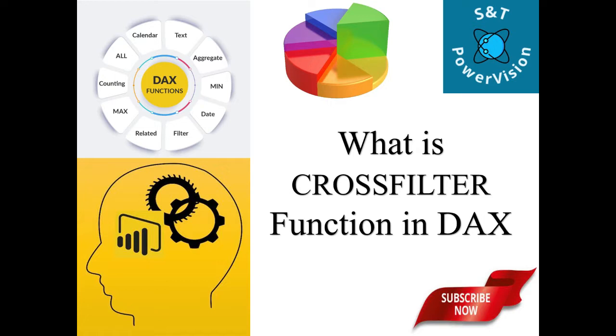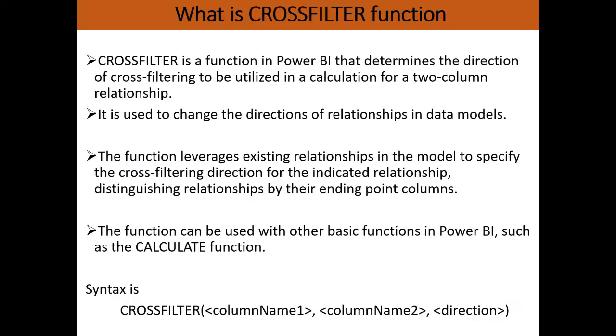In this video, I'll explain what the CROSSFILTER function is and how it works. First, we'll see what the CROSSFILTER function is. CROSSFILTER is a function in Power BI that determines the direction of cross filtering to be utilized in a calculation for a two-column relationship. Basically, it is used to change the direction of a relationship in data models.